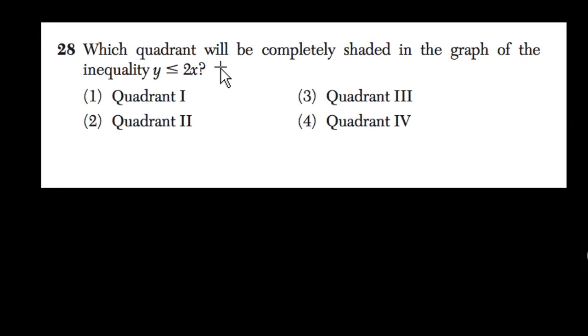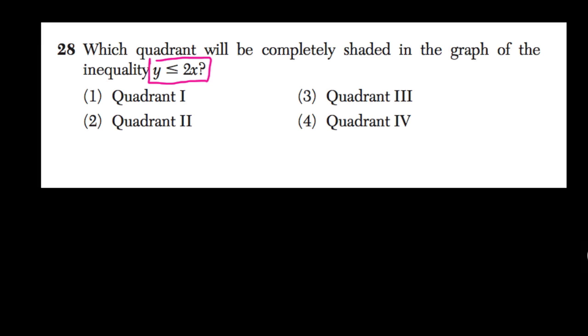Okay, so here's a question asking us about the graph of an inequality. I'll talk you through how to solve this almost instantly, but also how to use a graphing calculator to answer this if you're feeling stuck. So what's the inequality? It says y is less than or equal to 2x, and they want to know which quadrant will be entirely shaded in by this graph. So how do we do this?